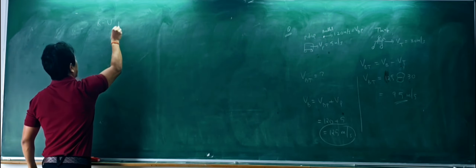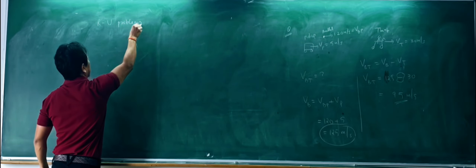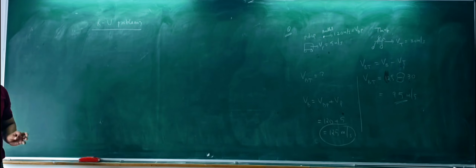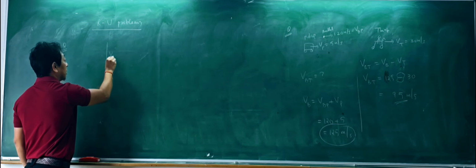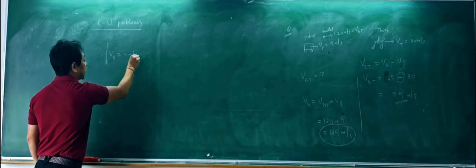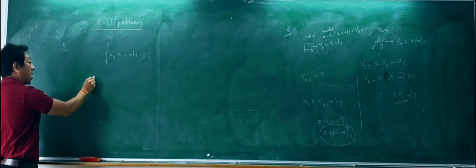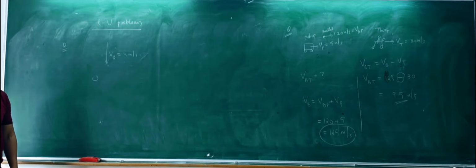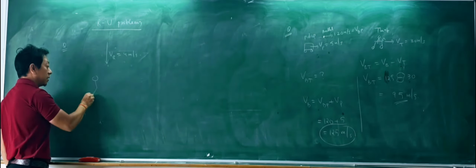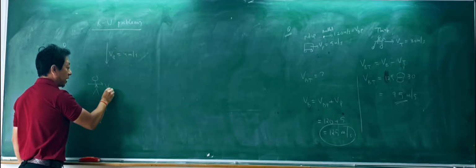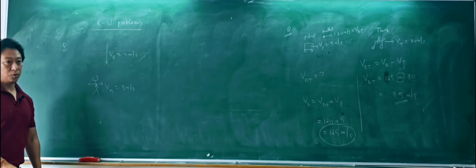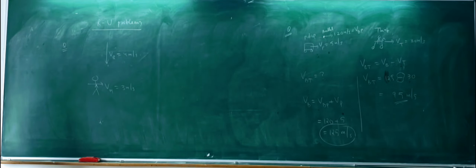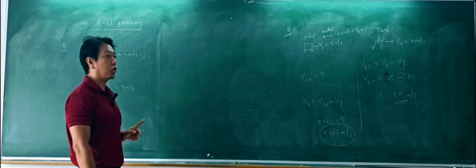Rain umbrella problems. Please focus. Rain umbrella problem. Let's start with a very, very basic question. Rain is falling vertically down with velocity 4 meter per second. Man is running right side towards east, let's say, with velocity 3 meter per second. Question is, in what direction he should hold the umbrella?